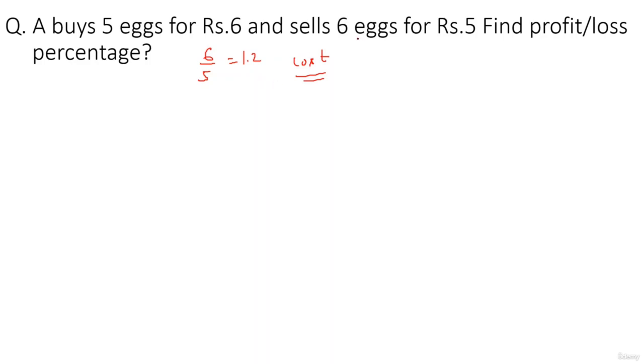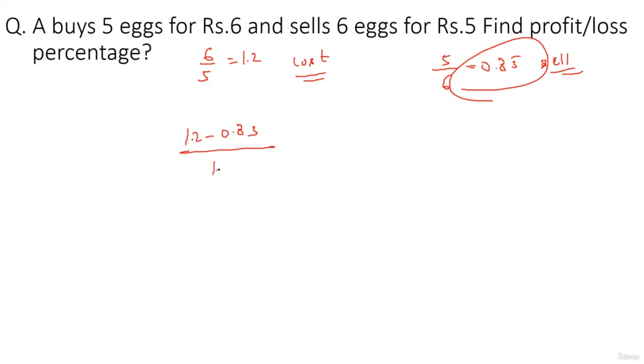5 eggs for rupees 6. Sell 6 eggs for rupees 5. So when you sell it, the selling price of each egg is 5 by 6. If you solve this, you get 0.83 recurring. That's your selling price. Clearly, there is a loss, right? So your loss value is 1.2 minus 0.83 upon the cost, which is 1.2. Multiply this by 100, you get your required answer.